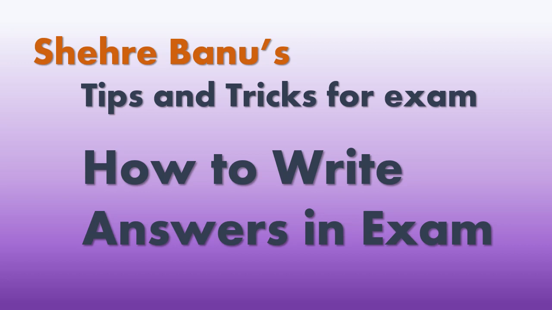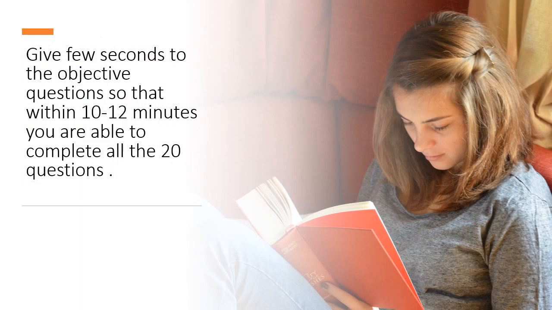Here I am to help you out in writing answers during exam. Nowadays, the question paper contains objective as well as subjective questions. If you begin, say, from objective, then make it a point that you don't waste a lot of time solving objective questions. It should be solved very fast. Try to complete each question within a few seconds, and approximately within 10 to 12 minutes you should be able to complete all the objective questions so that you are able to save the time, right?